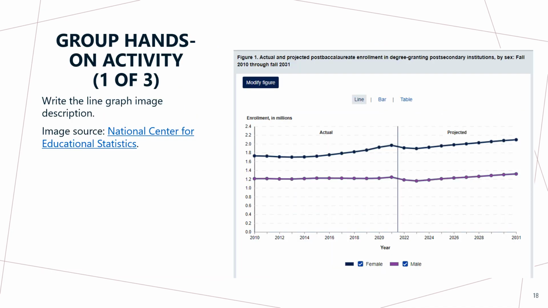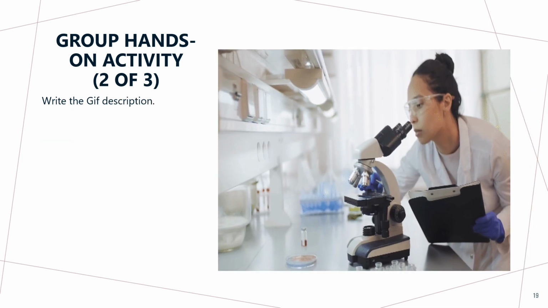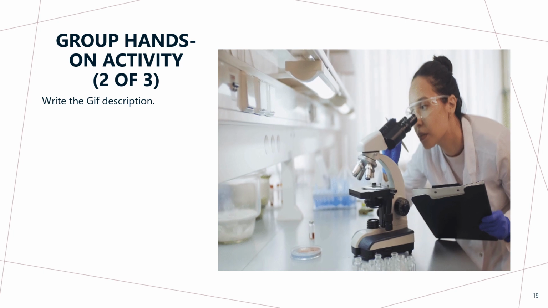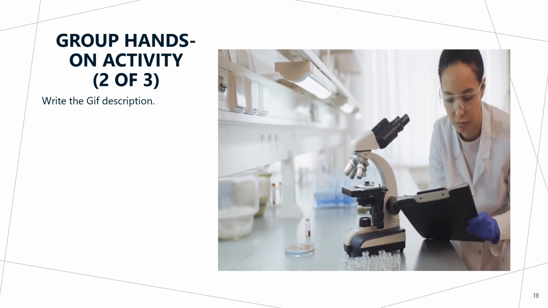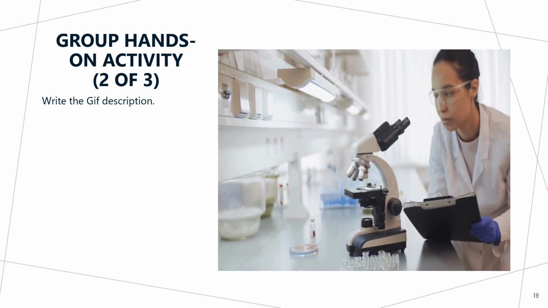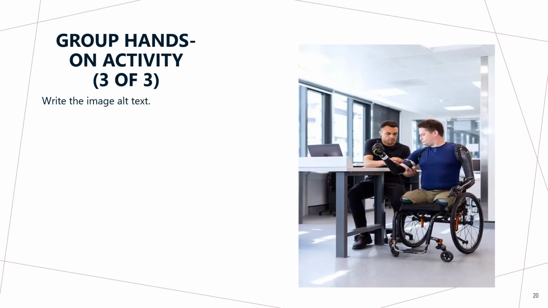The trainees will proceed to complete 3 hands-on activities. They'll begin by writing a graphic image description. Secondly, they will write a GIF image description. Lastly, the trainees will write an image alternate text.